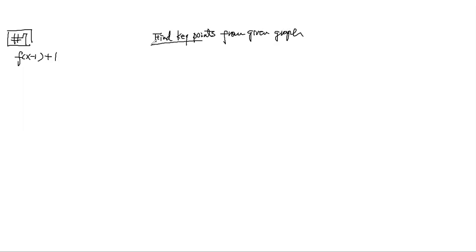Okay, so number 7 here. They want you to graph the functions f of x minus 1 and plus 1 here. When you do those types of problems, the key part is that you need to find a few key points from the given graph. Then we can graph it, all right?